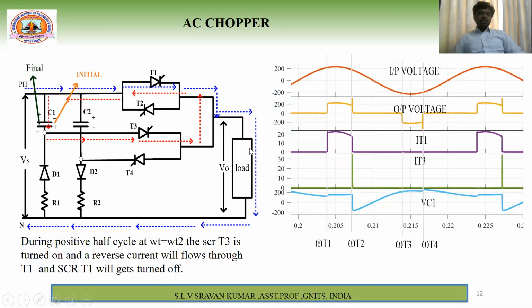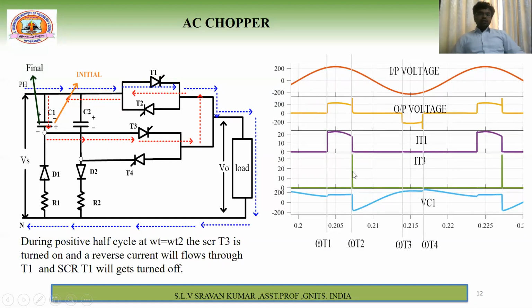The main advantage is that if you want to turn off your SCR in the middle of the positive half cycle, it is possible in the AC chopper, but in the AC voltage controller it is not possible. So this is the thing. From the examination point of view, you need not write this capacitor voltage. Otherwise, just assume it is a constant voltage like this, and like this, again it is charging like this, right? Otherwise just write the input voltage, output voltage, and IT1 and IT3, right?